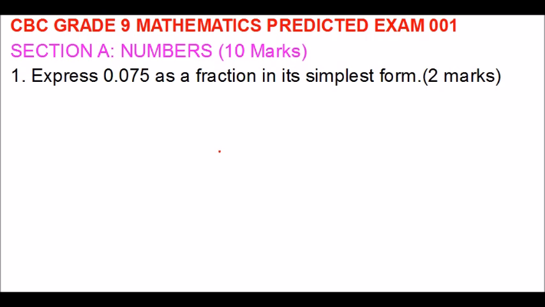So let's have a look at question number 1, and this is section A. This is numbers, and section A consists of 10 marks. Now, question number 1, we are told to express 0.75 as a fraction in its simplest form, and you get 2 marks.